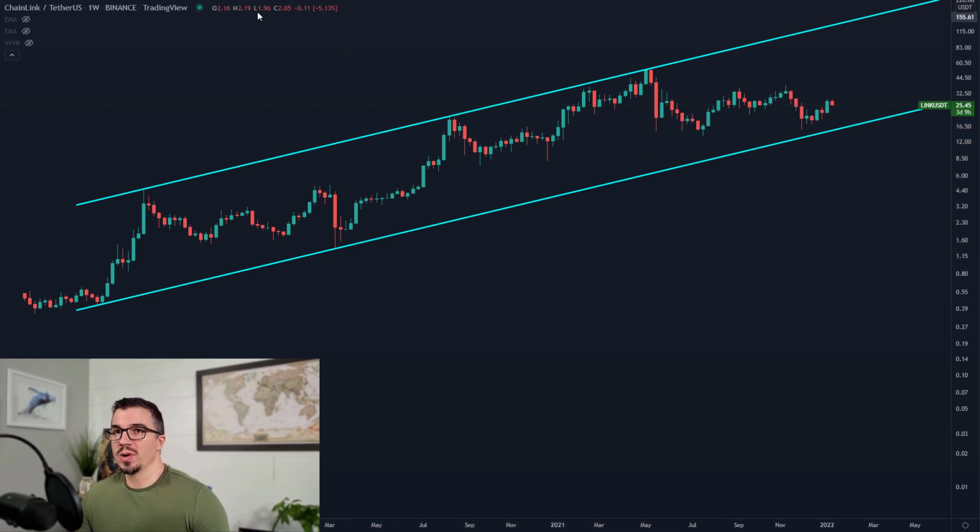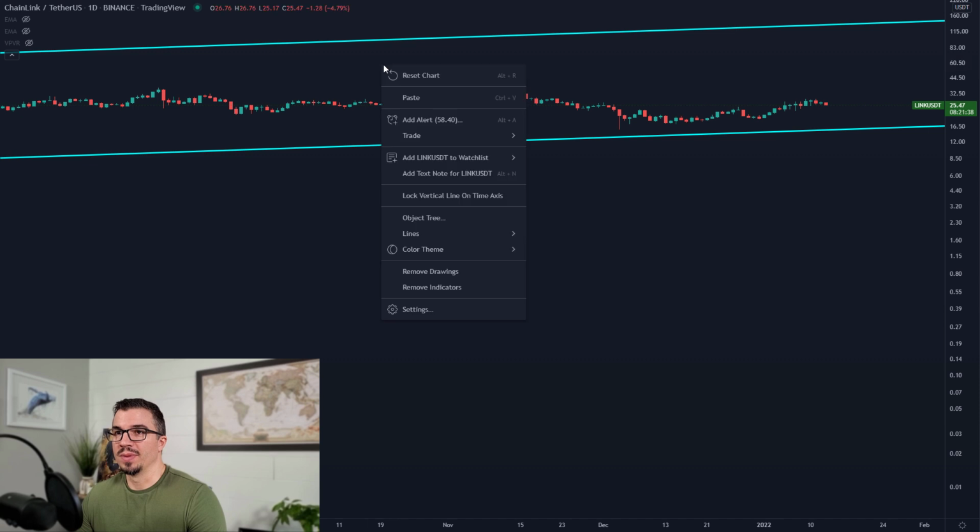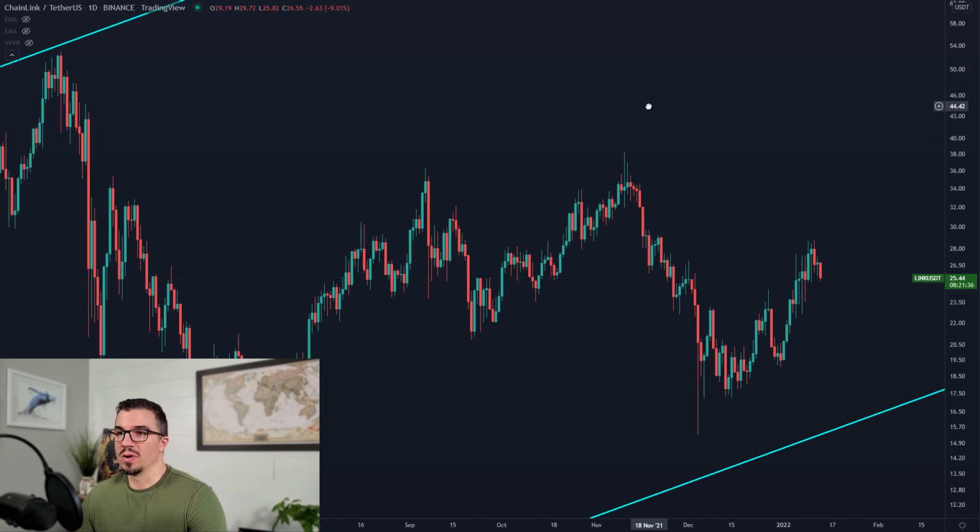Okay, so let's go ahead and drill down now to the daily time frame and get a sense for where Chainlink could be going here over the coming days. Okay, so when we look at this chart, what I like to do is take a horizontal level like this and then just start dragging it up and down to try to find areas where the market has found support or resistance there in the past.